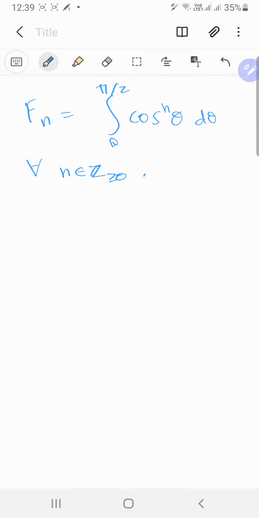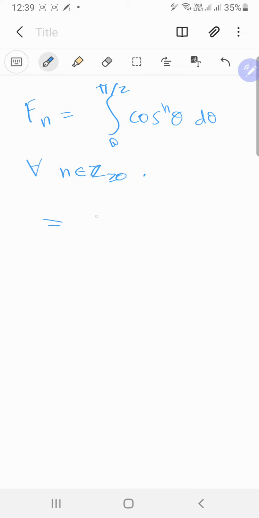All right, so today I want to be talking about this very special integral. I'm going to call this f of n, which is equal to the integral from 0 to pi upon 2 of cosine power n theta d theta. I want to see if there are any interesting properties of this integral. So let's just see what we can do.